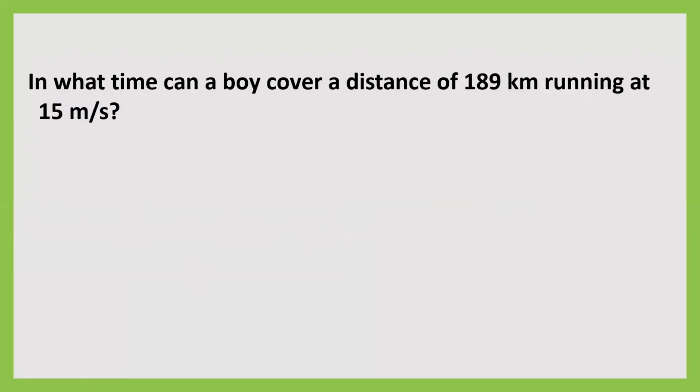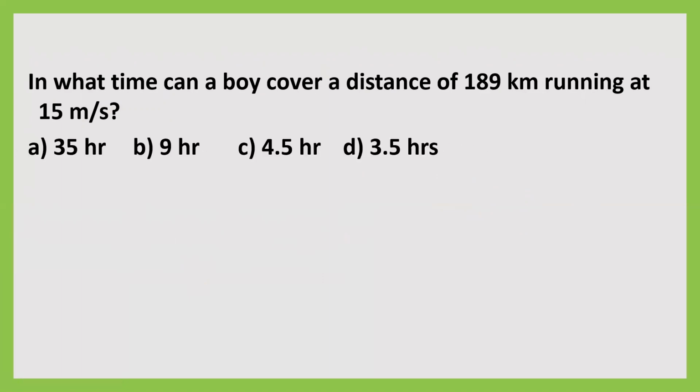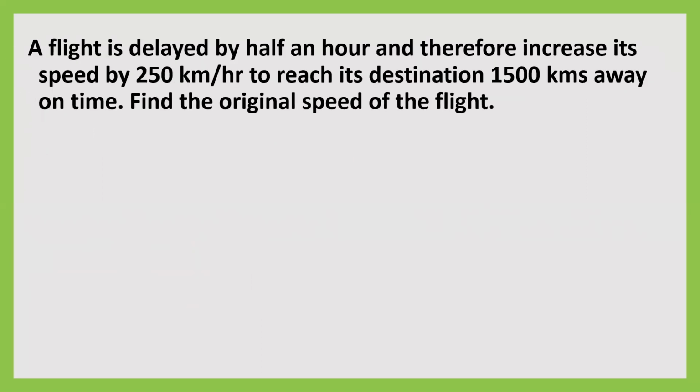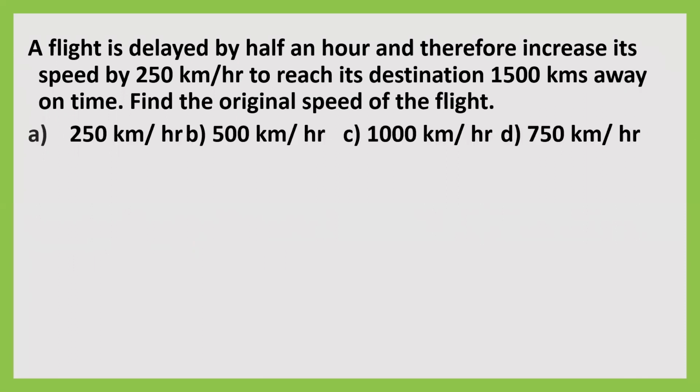Another question, an easy question. In what time can a boy cover a distance of 180 kilometer running at 15 meter per second? Options are given in hour. So convert the 15 meter per second to kilometer per hour, that is 54 kilometer per hour. So 189 divided by 54 is equal to 3.5 hours. This kind of question is appearing in the exam, and you need to know these basic concepts to solve this question.